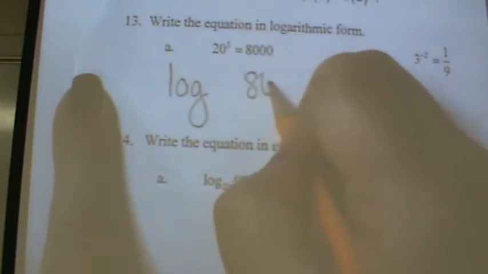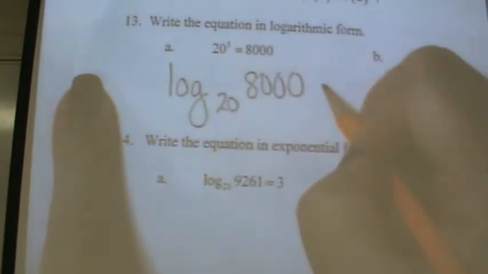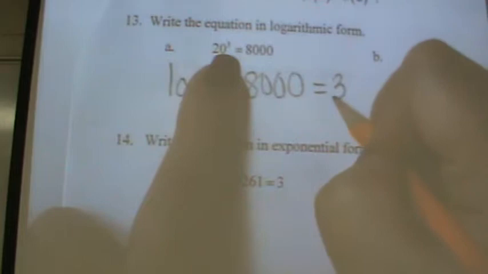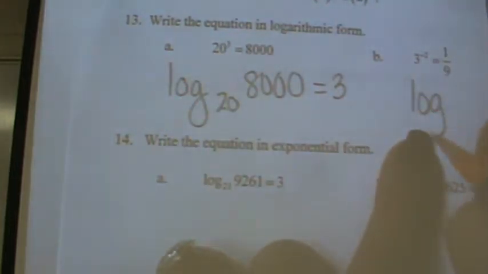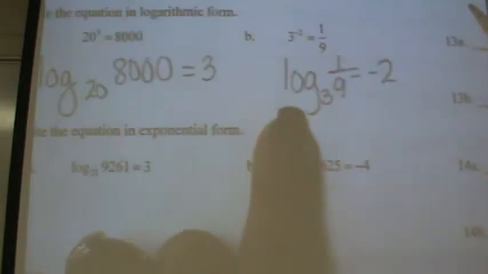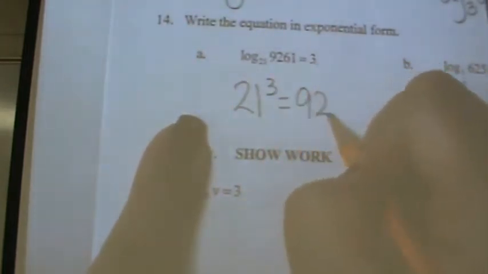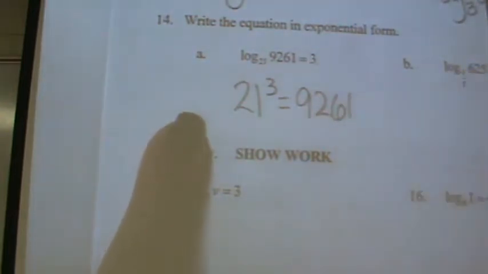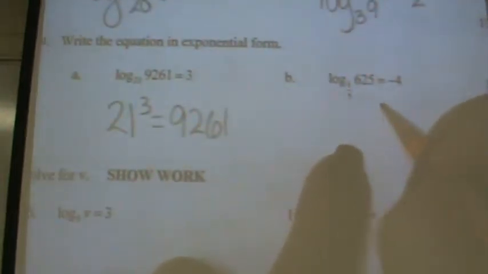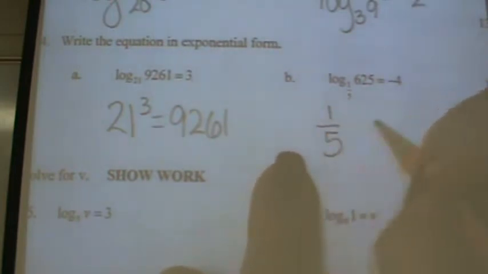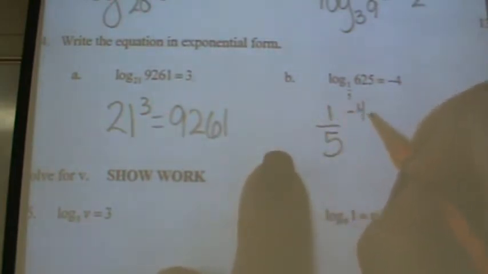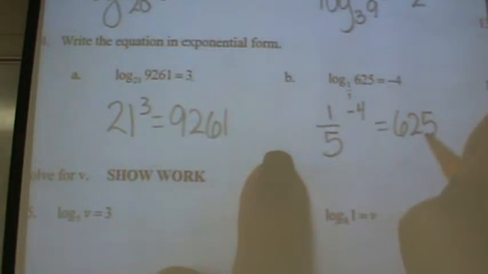Log of 8,000 base 20 is equal to 3. This one would be the log of 1/9 base 3 equals -2. How do you write these in exponential form? Well, the base is 21 to the third power is equal to 9,261. This one, the base is 1/5 to the -4th power is equal to 625.